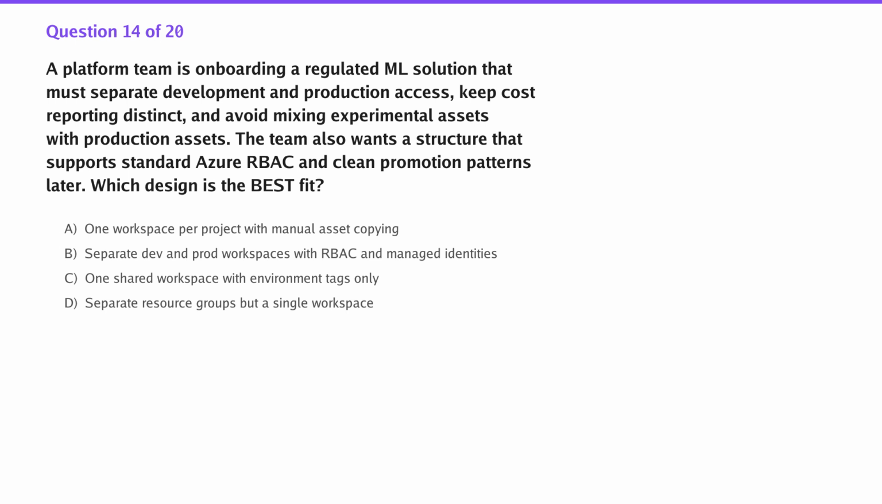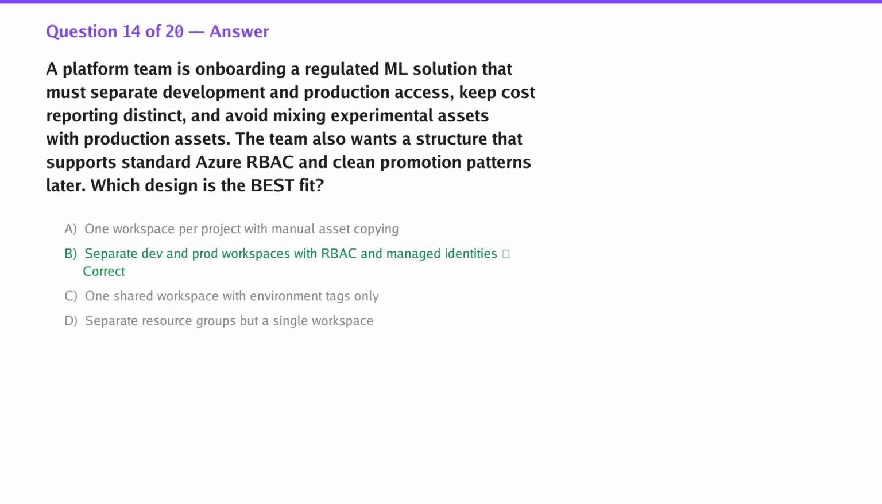Option B, separate dev and prod workspaces with backend managed identities. Option C, one shared workspace with environment tags only. Option D, separate resource groups but a single workspace. The correct answer is option B, separate dev and prod workspaces with backend managed identities.